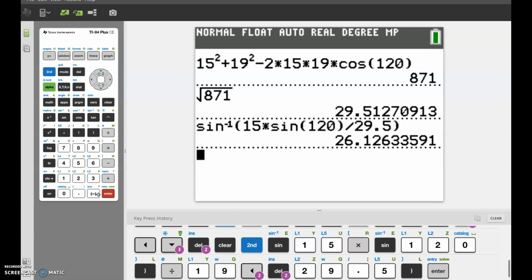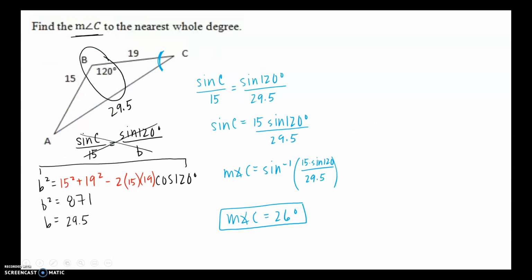Please read directions. You are not reading directions and therefore your answers are wrong. Round accordingly. Okay, so again, this was a really good problem because we could use the law of sines, but in order to use the law of sines, we had to use the law of cosines first.